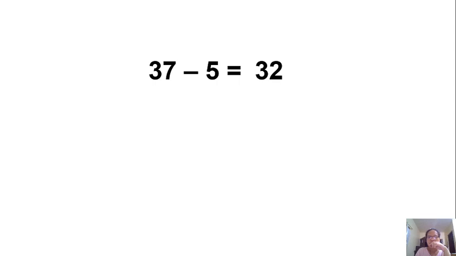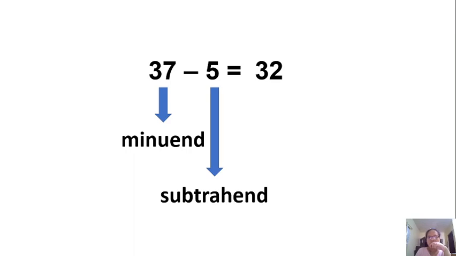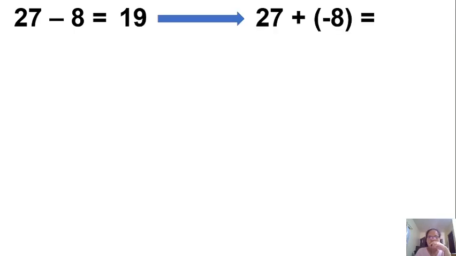Now, let us have this mathematical sentence here. The first number is called the minuend. The second number is called the subtrahend, which is the number that is being subtracted from the minuend. And the answer is called the difference. So take note, minuend followed by the subtrahend and then the difference is the answer. If we have 27 minus 8, the answer is 19, which is the same as adding negative 8 to 27.